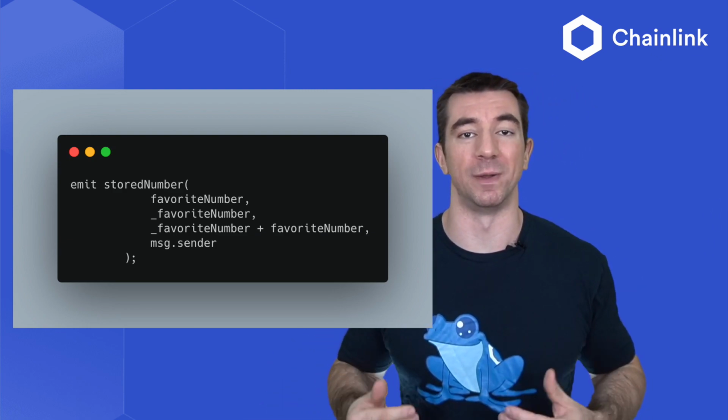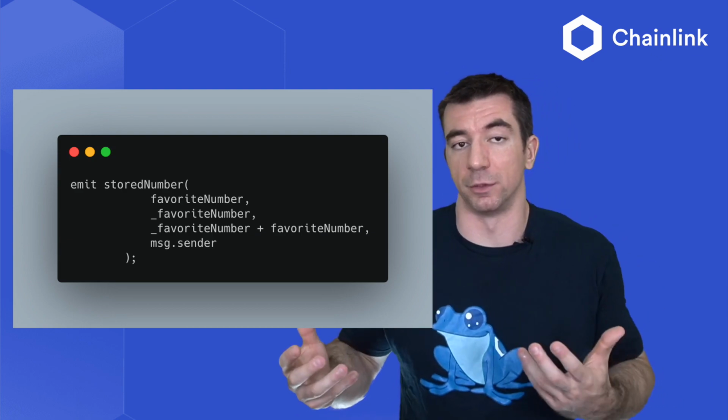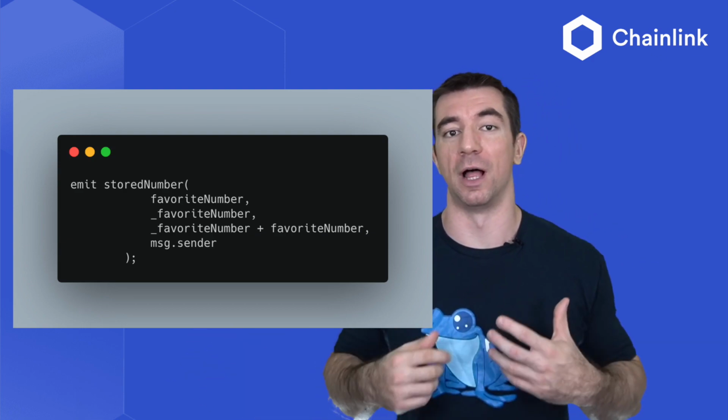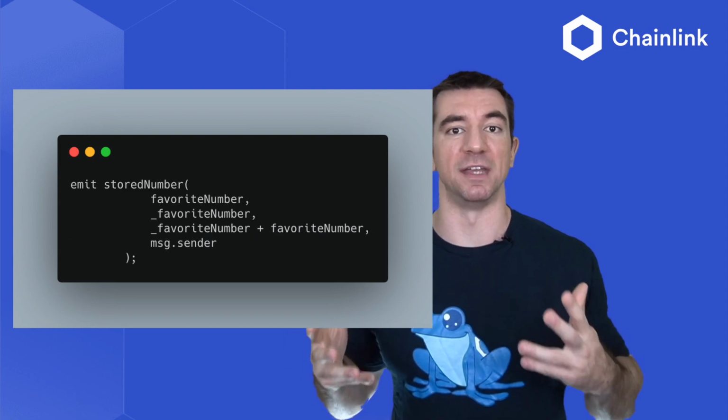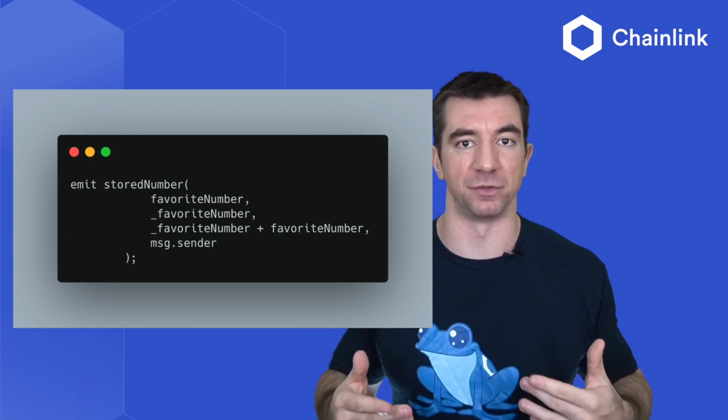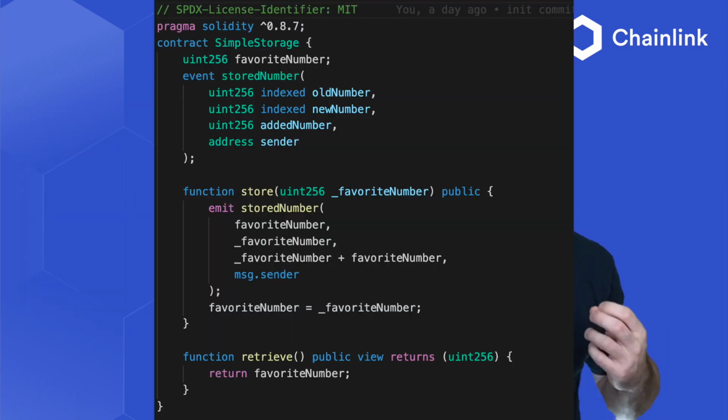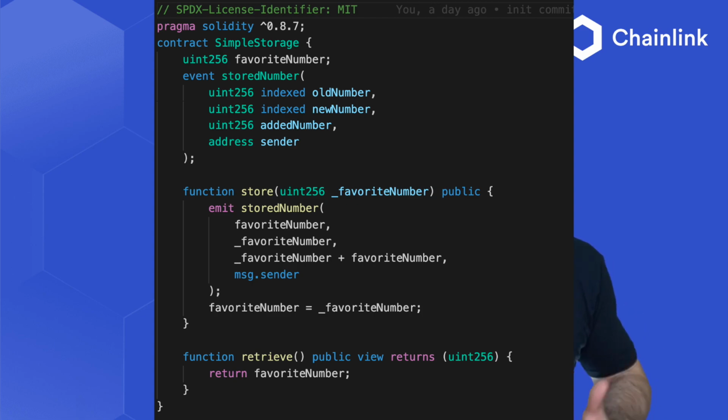This is what it looks like when we emit an event. It looks very similar to calling a function. So you call emit and then the name of the event, and then you add all the parameters in there that you like. Here's the full example of a smart contract that has an event and is going to be the example that we walk through in Hardhat.